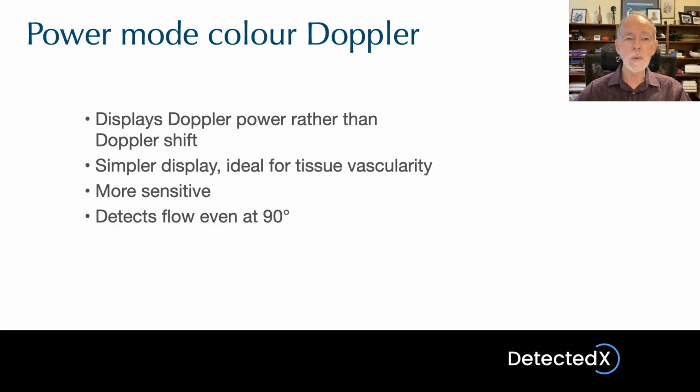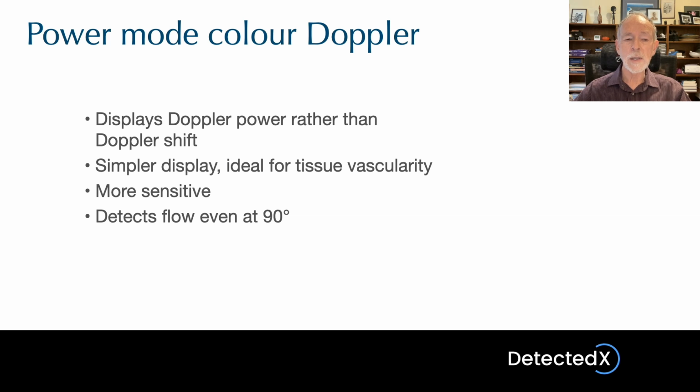The machine is displaying the strength of the Doppler signal, the Doppler power, not the Doppler shift. It's a simpler display, and it is ideal for the application I've just shown you of looking at the vascularity of a tissue region. Now, there are a couple of benefits that are perhaps unexpected when this was first developed. It's more sensitive than conventional Colour Doppler, so you can detect weaker signals and display them with power mode.